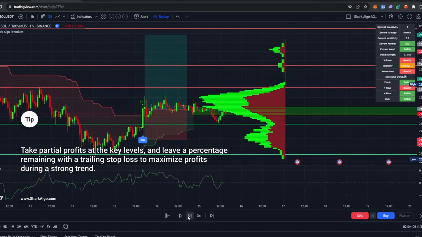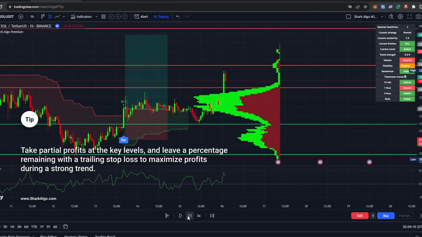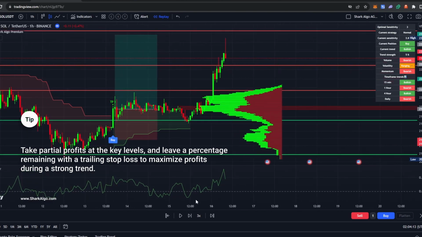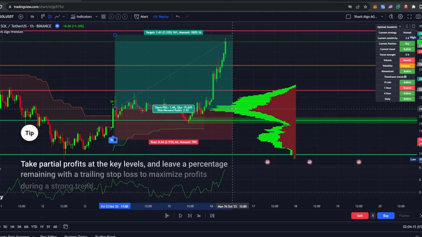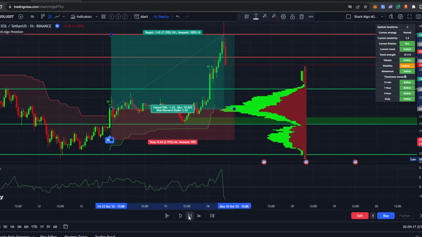The volume profile is powerful in this strategy since we can clearly spot the most traded prices and highest liquidity zones. When we see our key levels align together, this is where we want to take profits.